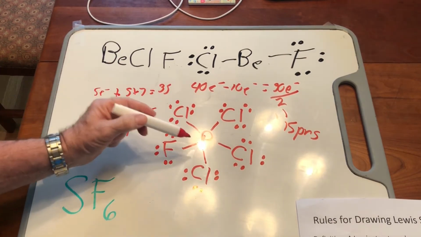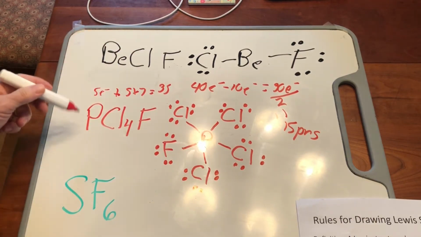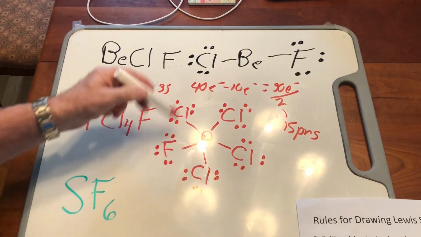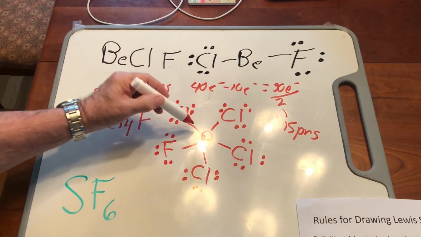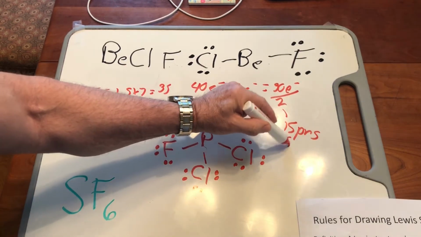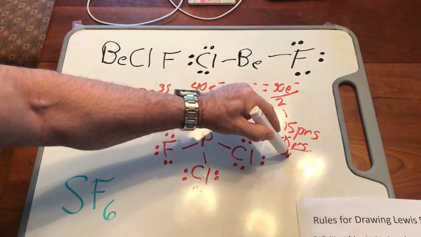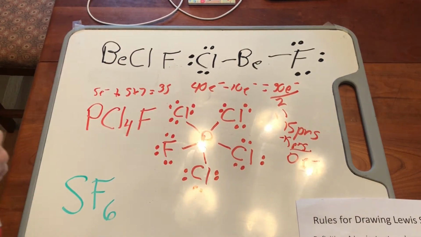All right. Now this is an exception. Phosphorus and chlorine, and sulfur, as you might see, can have more electrons around the center atom than 8. 2, 4, 6, 8, 10. We've used all 40 electrons. We have none left. And everything fits because we know that phosphorus can have 10.